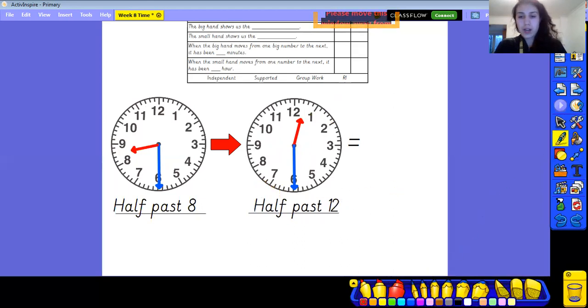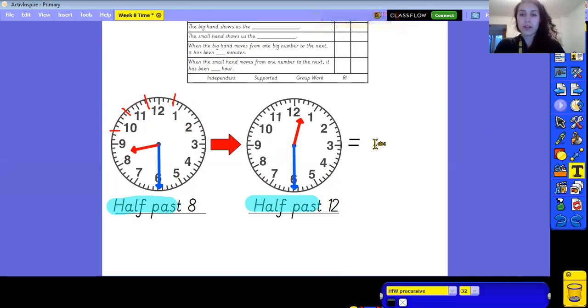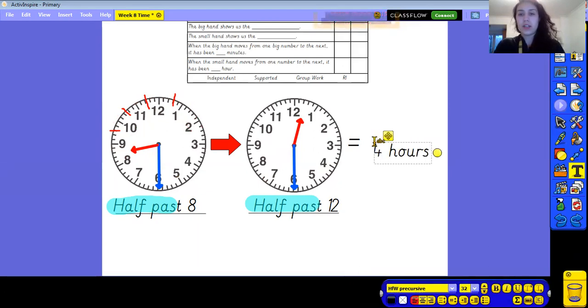Once again, you can notice that both of these times say half past, so it's moved in full hours. So what we need to count is where that hour hand has gone. It's gone 8:30 until we get to past the 12 here. So 8:30, 9:30, 10:30, 11:30, 12:30. So that's 1 hour, 2 hours, 3 hours, 4 hours, that interval. Well done if you got that.